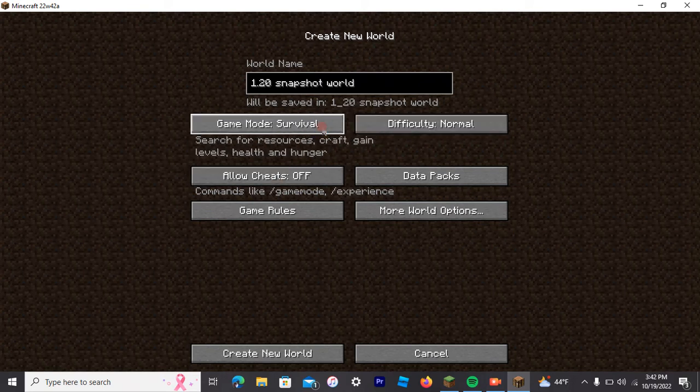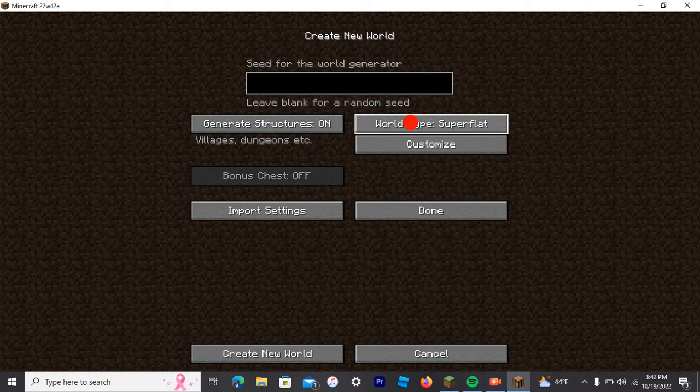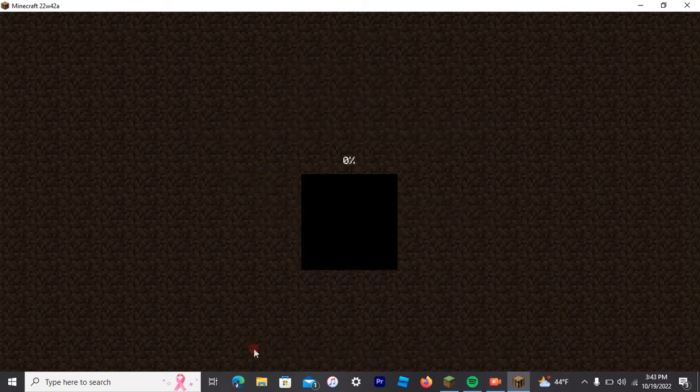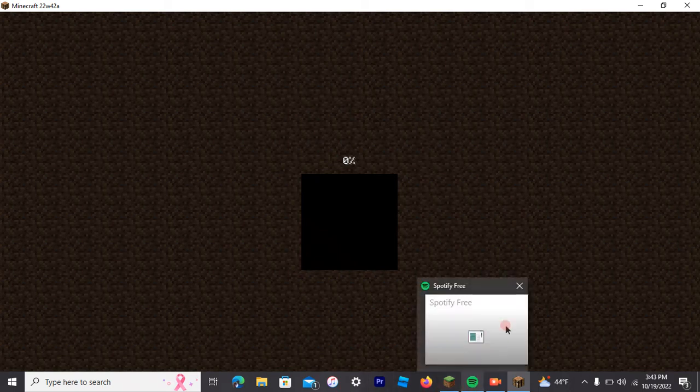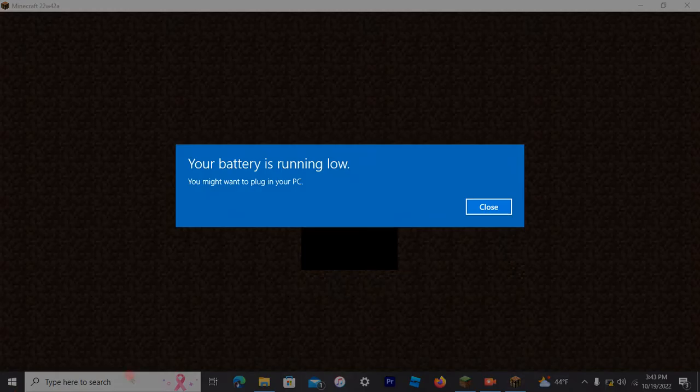Alright, let's do a hardcore. And then we can do default. Yeah, let's do deep. Or we can do amplified, because it needs a beefy computer. And trust me, my computer is really beefy. So it won't have a problem running.